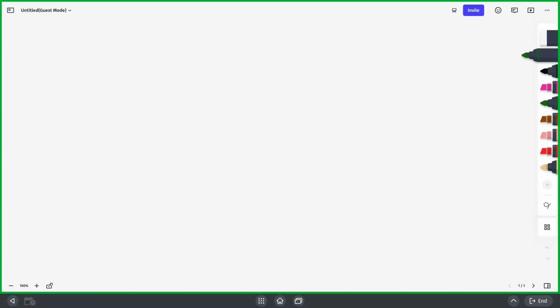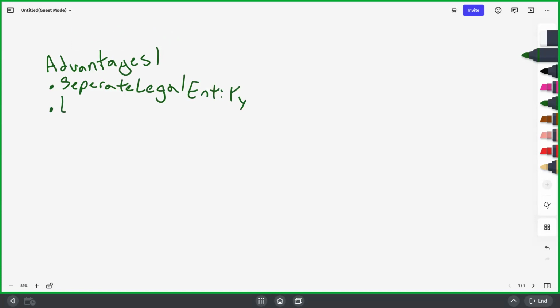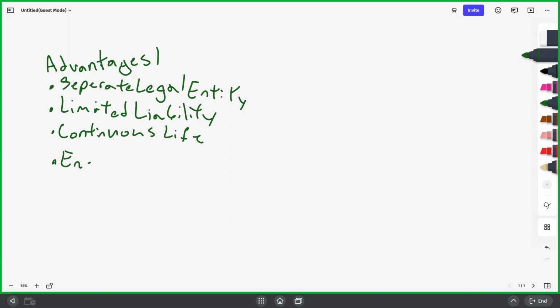What else? Actually, I'm going to start writing these on the board as well. Easier capital accumulation. A corporation can raise more money than other forms of businesses because of the ability to sell stock. We got 2 more left.